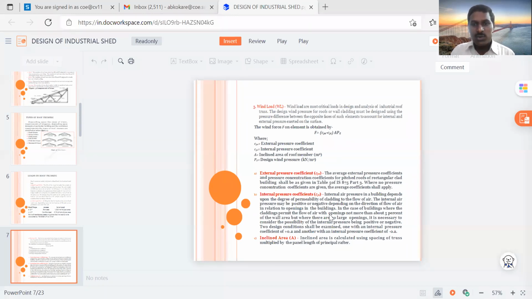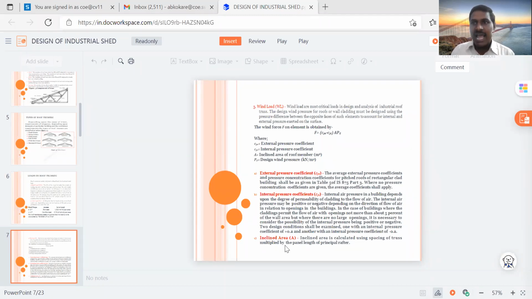Then the internal pressure coefficients. The internal pressure coefficient depends on the permeability of the building. So what is permeability? The degree of permeability means how much air flows inside and outside the particular building. Depending on that we have to take the internal pressure coefficients. We call it the degree of permeability, and depending on the flow of air, we take it as plus or minus 0.2. So this is the internal coefficient.